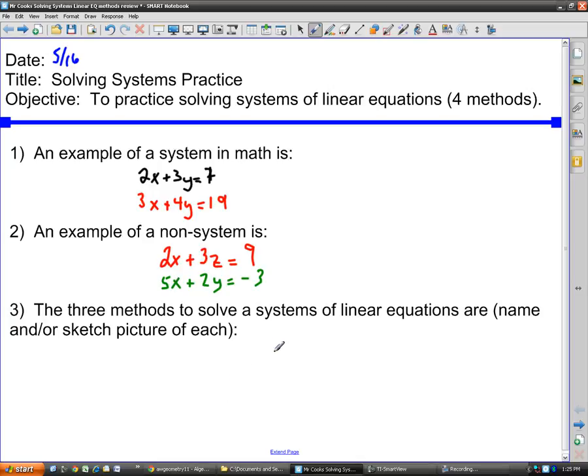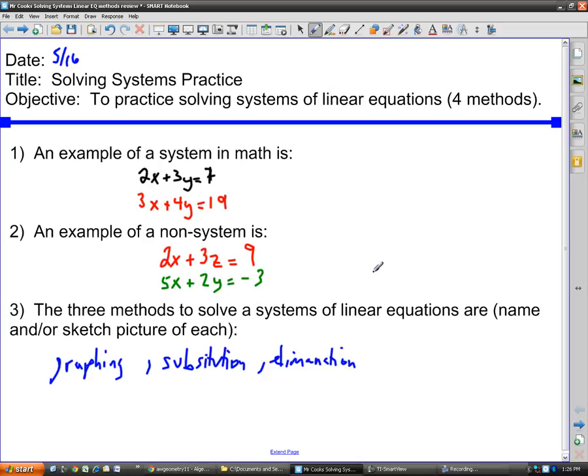There are three ways to go about and solve these linear systems, and basically one of them is by graphing, and we'll talk about that. Another is called substitution, and the final one is elimination. So there's three ways to go about it. It doesn't matter which one. You just need to be good at one of them, and you can always get through it.